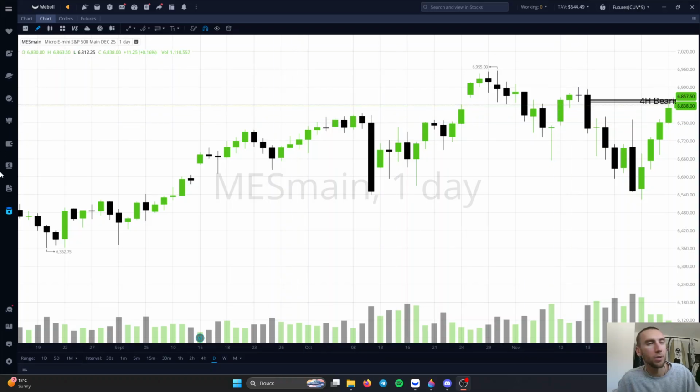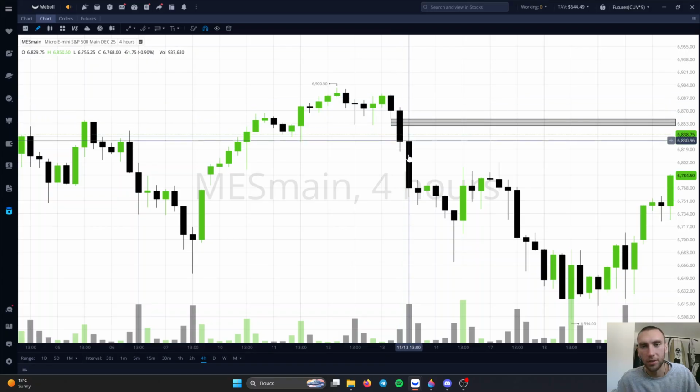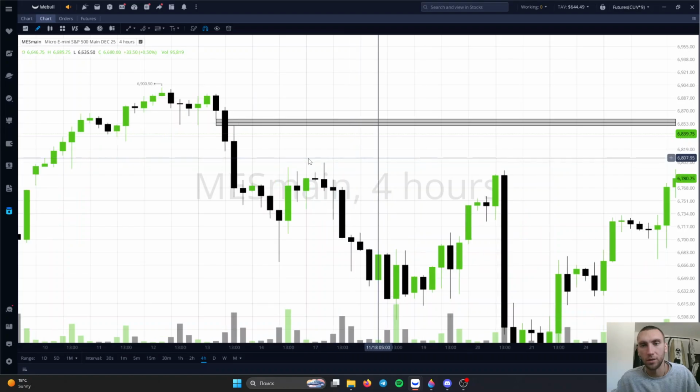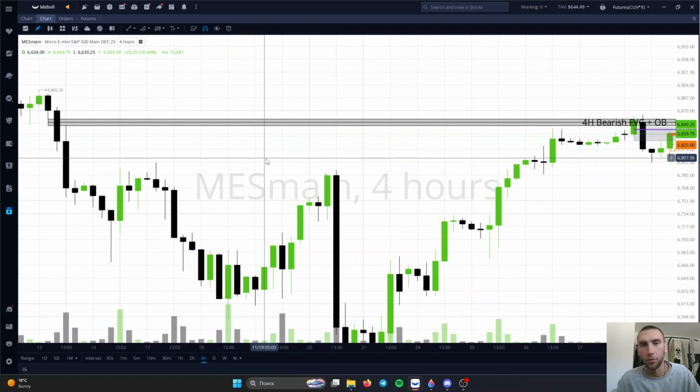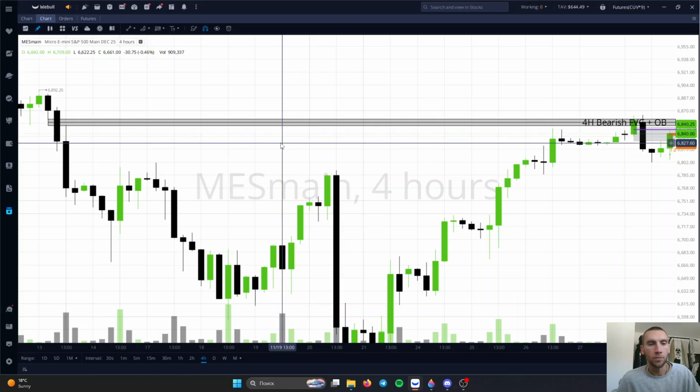If we look a little bit closer on the 4-hour, pretty much the same imbalance in here, just within like 4 candles. And I marked this level for myself because this range was pretty much already rebalanced, but this one was remaining open by the time of the day. So yeah, that's my logic for shorts.